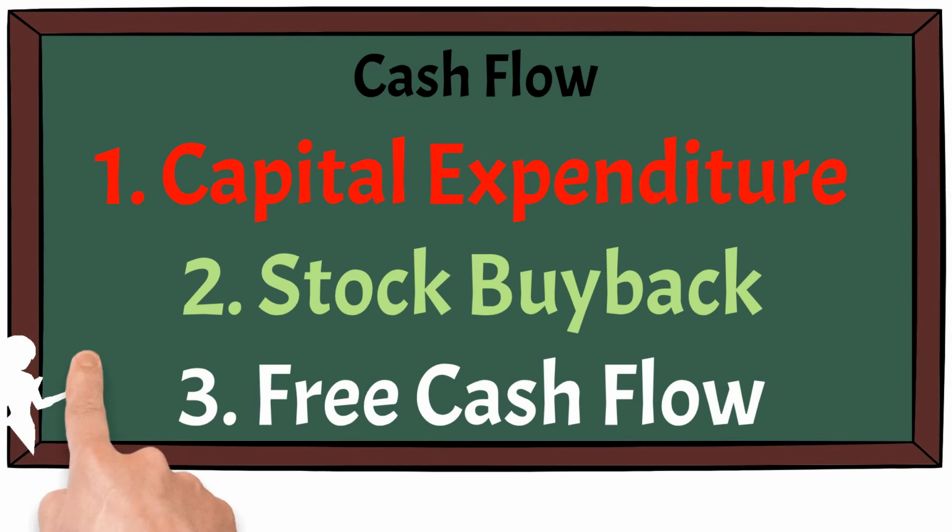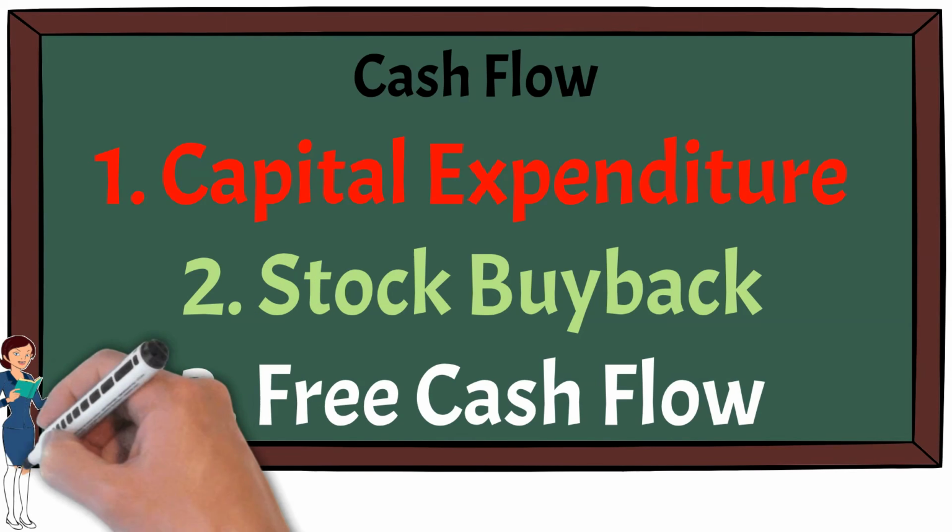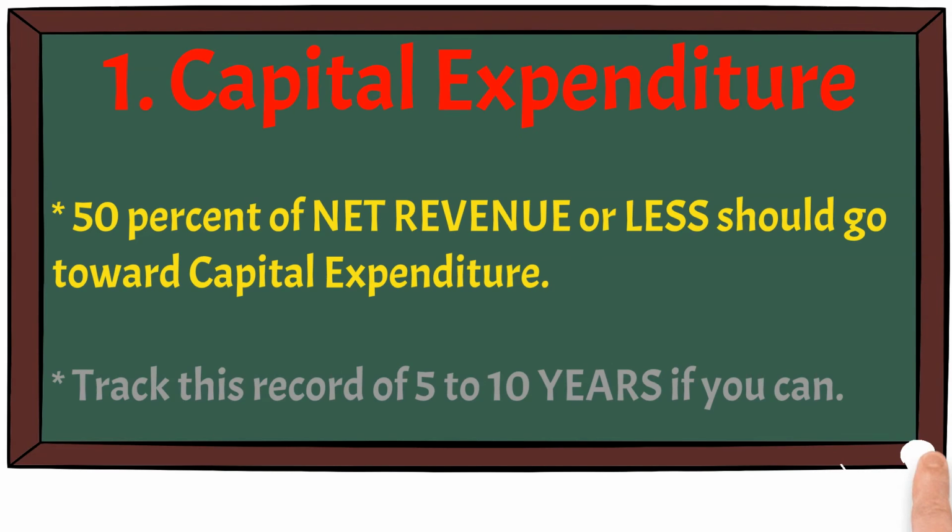1. Capital expenditure. As mentioned earlier, not having it is always a good sign. As a rule of thumb, a company that uses less of its earnings on capital expenditure is better than those that have a huge sum of their earnings in this tab. Net earnings or net revenue of 50% or less going to capital expenditure is usually a good company with a competitive advantage. Track this history through 5 to 10 years of records.